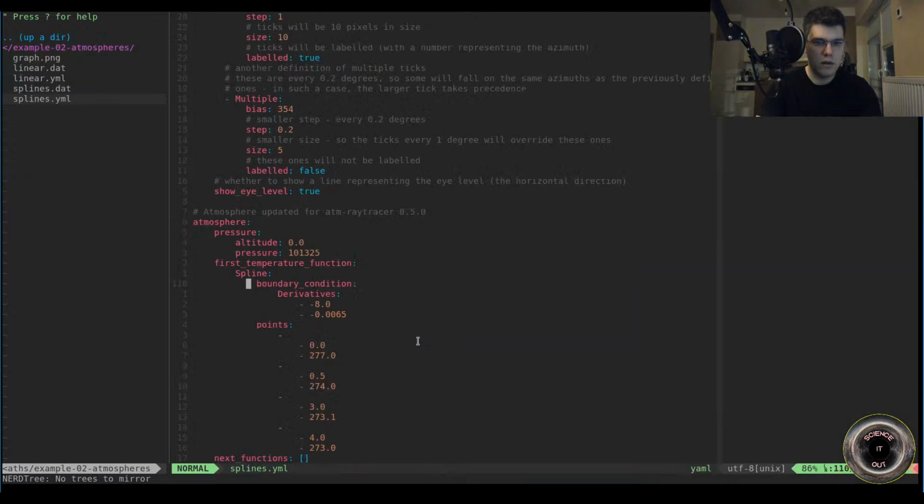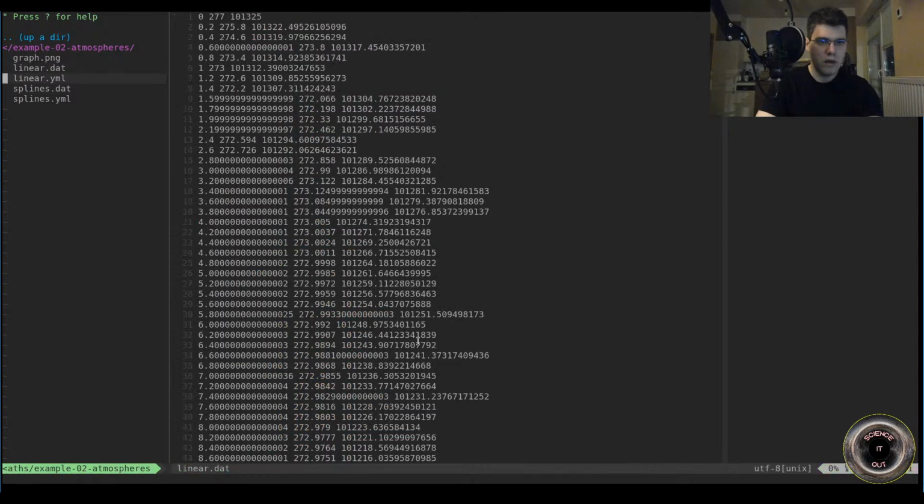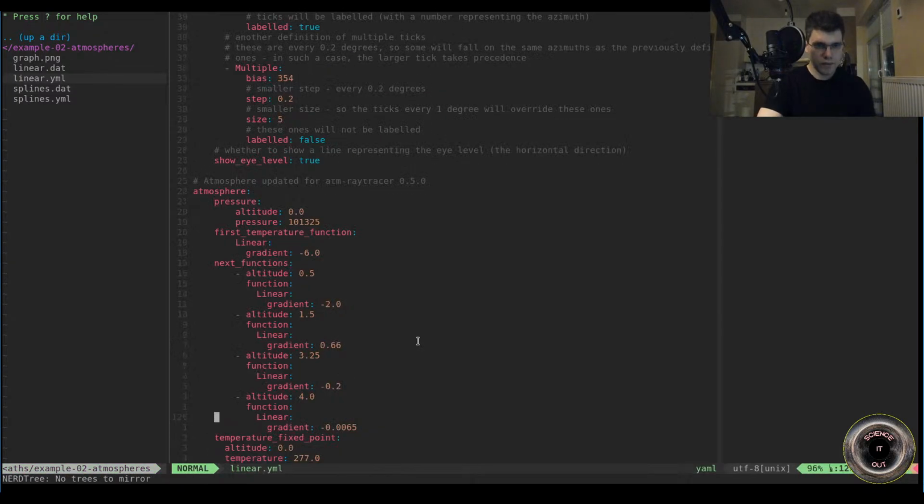Oh, here. So here, wait, not this, this. So here you have an atmosphere defined as a piecewise linear function. So this basically says that we have a fixed temperature at 0 altitude defined to 277 Kelvin. Temperatures are specified in Kelvin. It's probably not the best UX, but that's how I did it. And pressure at altitude 0 is defined to be basically 1 atmosphere.